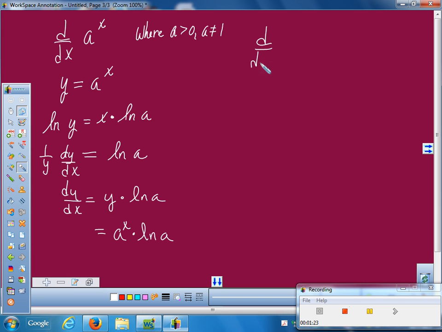So in other words, you need to process what this is saying. If you're doing the derivative of a number to a power, it's just that same exponential function times the natural log of its base. That's all this rule is out to do for you. So if I said, what's the derivative of 5 to the x? What would you tell me? 5 to the x times the natural log of 5.